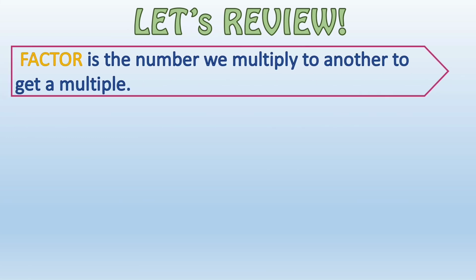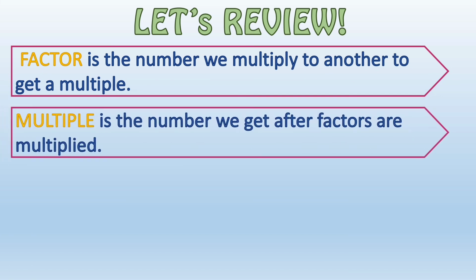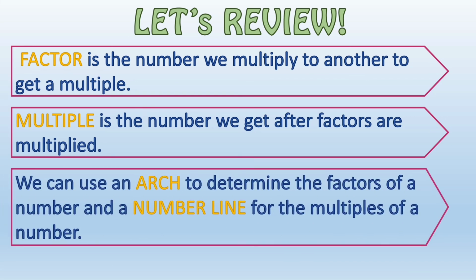Let's review. A factor is the number we multiply to another to get a multiple. A multiple is the number we get after factors are multiplied. We can use an arch to determine the factors of a number and a number line for the multiples of a number.